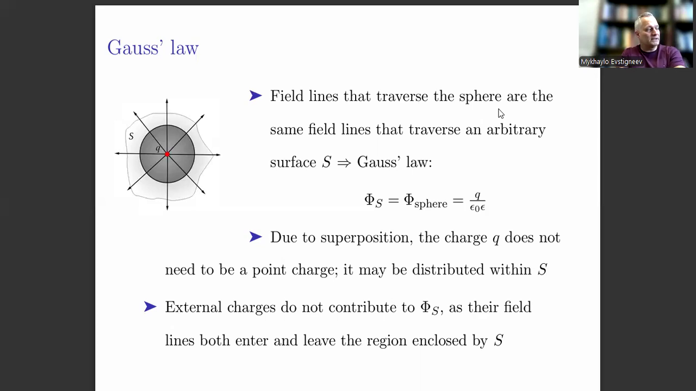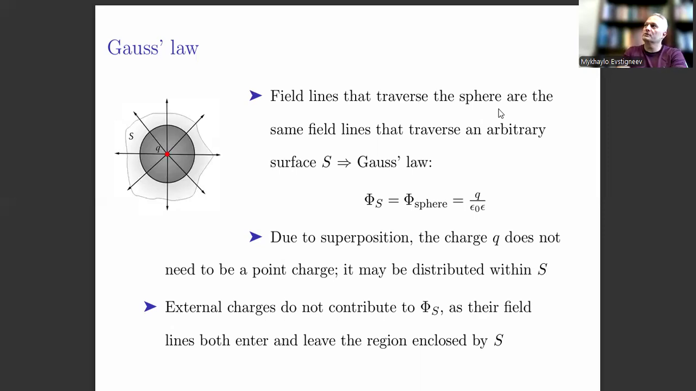Another statement, the last statement that I would like to make is, what if the charge is not a point charge, but maybe we have a bunch of charges distributed somehow uniformly or non-uniformly in space. There is some sort of a continuous charge distribution. Well, in that case, nothing changes essentially because of the superposition principle.